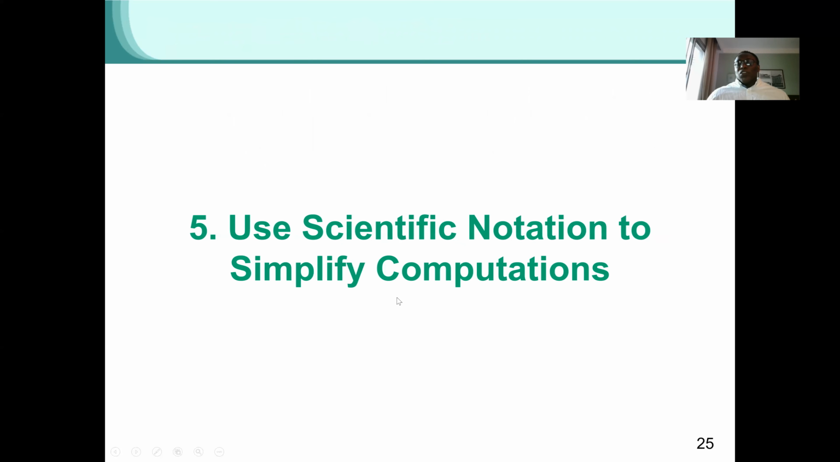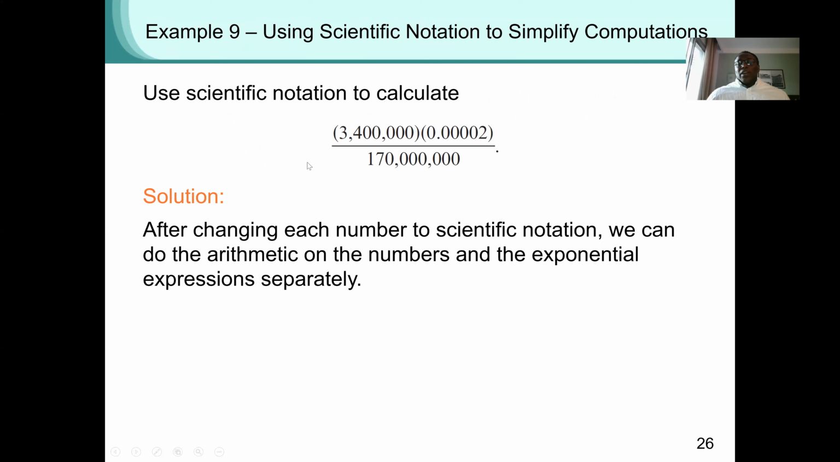Now let's use scientific notation to simplify computation. What we mean is that, for example, the question is given here and we want to simplify it. Instead of using a calculator, maybe multiply 3,400,000 by 0.00002 divided by 170 million. We are going to change it to scientific notation, and we may cancel some values.